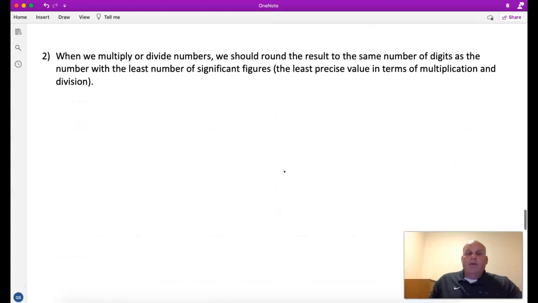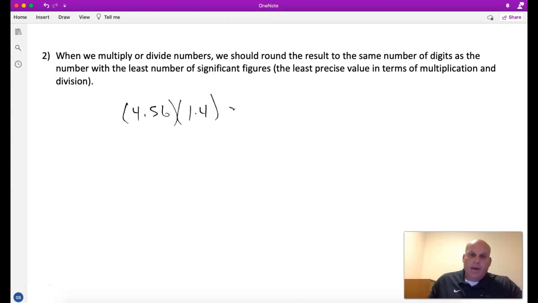Now, how does that work for multiplication and division? Multiplication and division aren't affected by decimal places. They are affected by significant figures. So if I was working a problem where I had to multiply 4.56 times 1.4, if I plug those two values into my calculator, hit equals, my answer in my calculator is going to say 6.384.